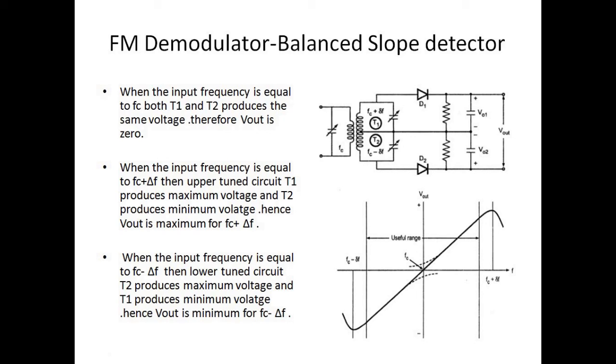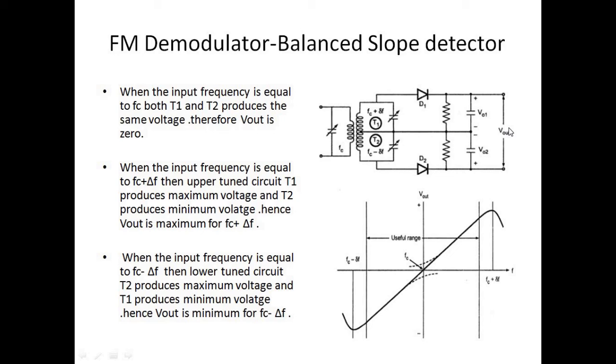To demodulate the frequency modulated signal, we use a balanced slope detector. In the balanced slope detector, on the primary side we use one tuned circuit, and on the secondary side we use two tuned circuits T1 and T2. When the input frequency is equal to fc, both T1 and T2 have the same voltage, therefore Vout is 0. When the input frequency is equal to fc plus delta f, the upper tuned circuit T1 produces a maximum voltage and T2 produces a minimum voltage, and Vout is maximum.